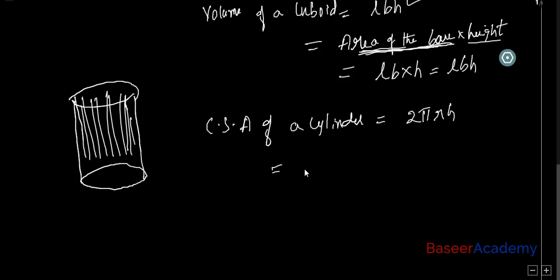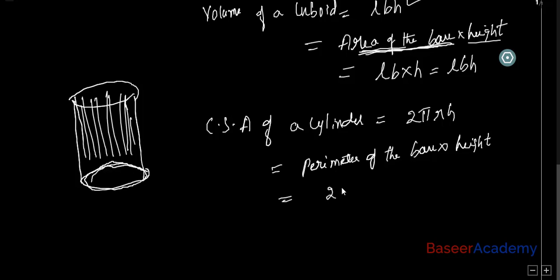In general, curved surface area of a few shapes, we take as perimeter of the base into height. Now the base is in the shape of a circle, and the perimeter of the circle, you know that it is 2 pi r, into the height here, which is represented by h. So h is your height. 2 pi r into h becomes 2 pi r h. So that's how you get the curved surface area of a cylinder. Curved surface area of a cylinder is 2 pi r h.